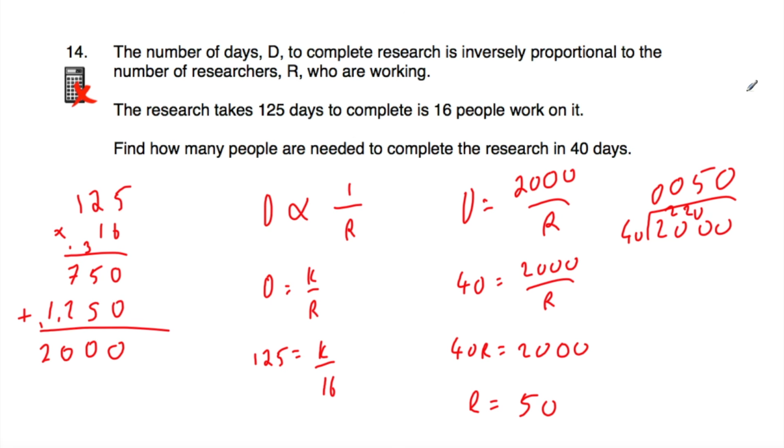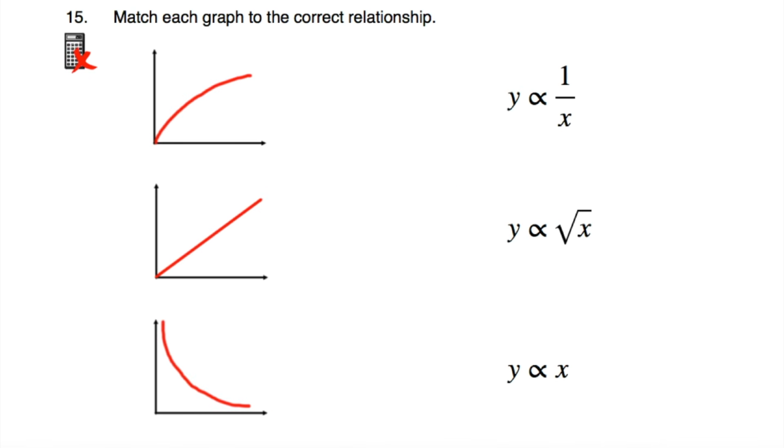Okay, let's look at our next question, question number 15. So question number 15, this is on the proportionality graphs. So we've been asked to match each graph to the correct relationship. So it's important to know what the proportionality graphs look like, and I highly recommend you go to Corbettmaths and watch the video on proportionality graphs.